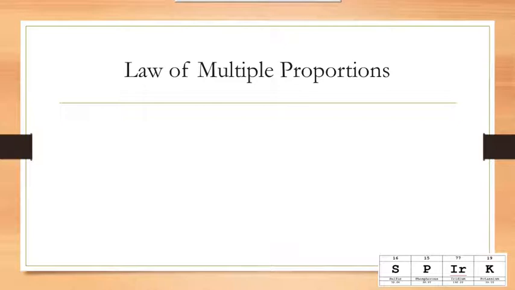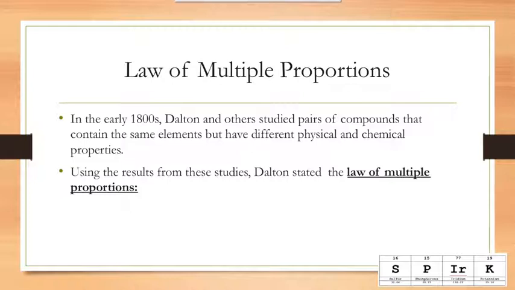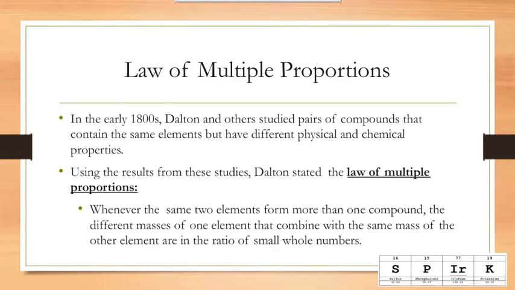Now let's talk about the law of multiple proportions. In the early 1800s, Dalton and others studied pairs of compounds that contain the same elements but have different physical and chemical properties. Using the results from these studies, Dalton stated the law of multiple proportions as follows. Whenever the same two elements form more than one compound, the different masses of one element that combine with the same mass of the other element are in a ratio of small whole numbers.